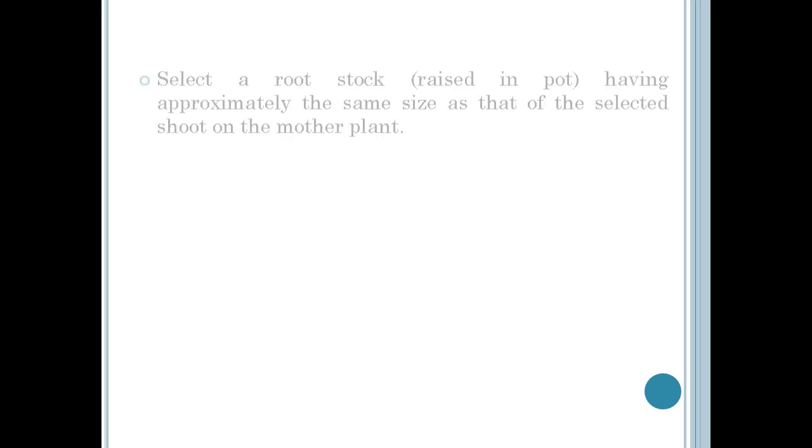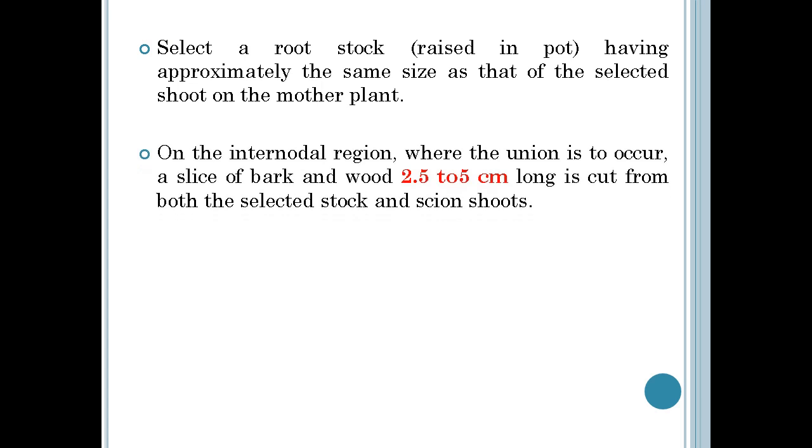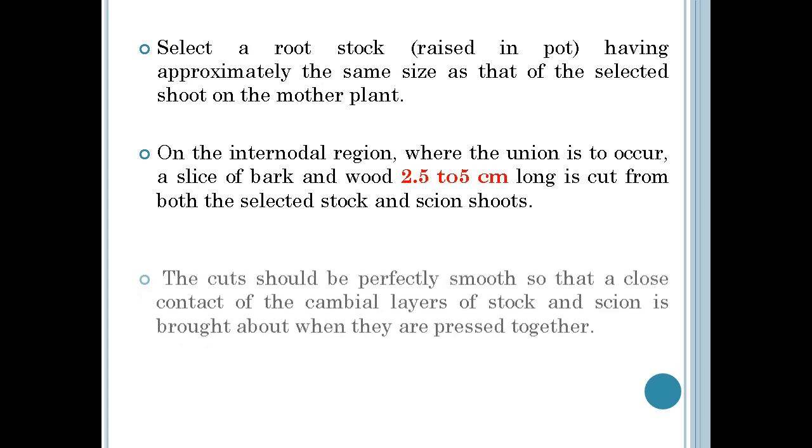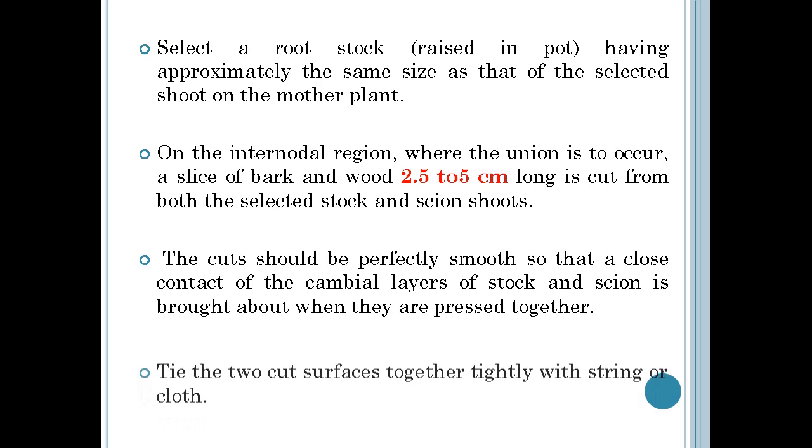Select a healthy shoot having a 3.5 cm girth on the selected mother plant, which is to be used as a scion source. Select a rootstock having approximately the same size as that of the selected shoot on the mother plant. On the internodal region where the union is to occur, a slice of bark and wood 2.5 to 5 cm long is cut from both the selected stalk and scion shoots. The cut should be perfectly smooth so that a close contact of the cambium layer of the stalk and scion is brought about when they are pressed together.